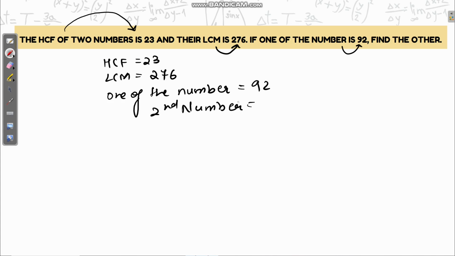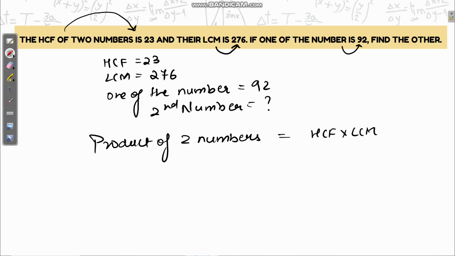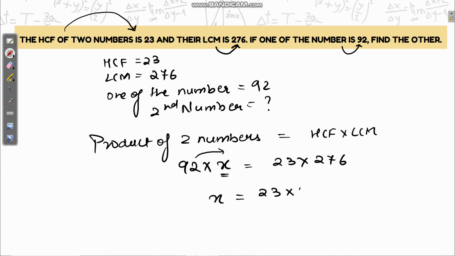Same method. We don't know the second number, this question mark or X. Write down the formula, that is product of two numbers is equal to HCF into LCM. The first number is given to us, that is 92 into X. I don't know the second one, so I put X over here. You can put any alphabet. HCF is 23, LCM is 276. So I want to find X, so take 92 on the other side. So when this goes on the other side, it will become division, the entire thing upon 92.